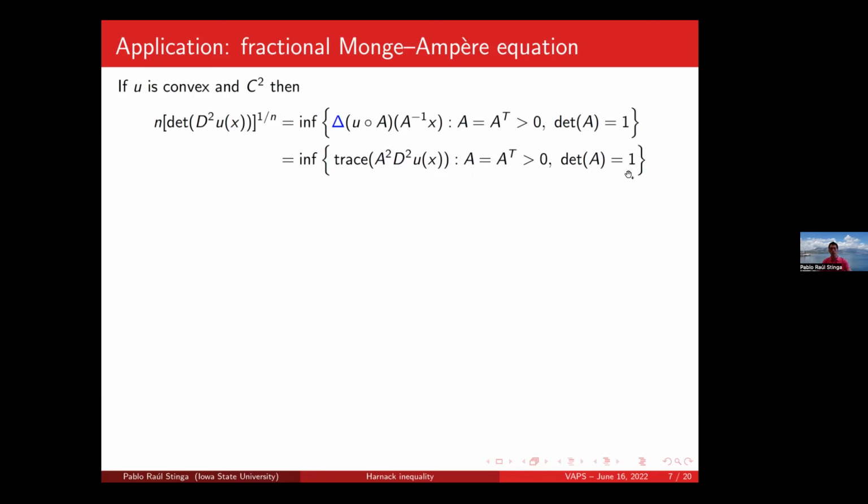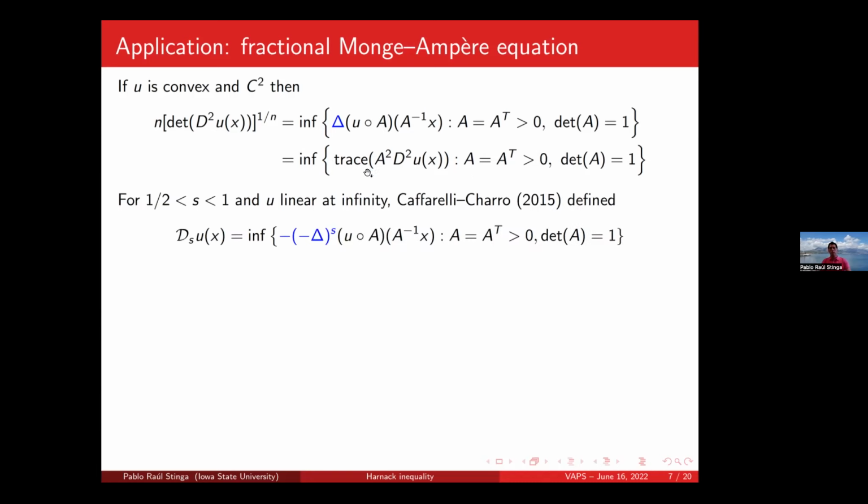And this is easy to see. The left is always less than or equal to the right, because on the left you have the product of the eigenvalues, and on the right you have a linear combination of the eigenvalues. So that's the arithmetic mean, geometric mean inequality. And it's easy to see that for A squared equal to something like the inverse of the matrix of cofactors of D2U, you attain the infimum. It's very easy to do.